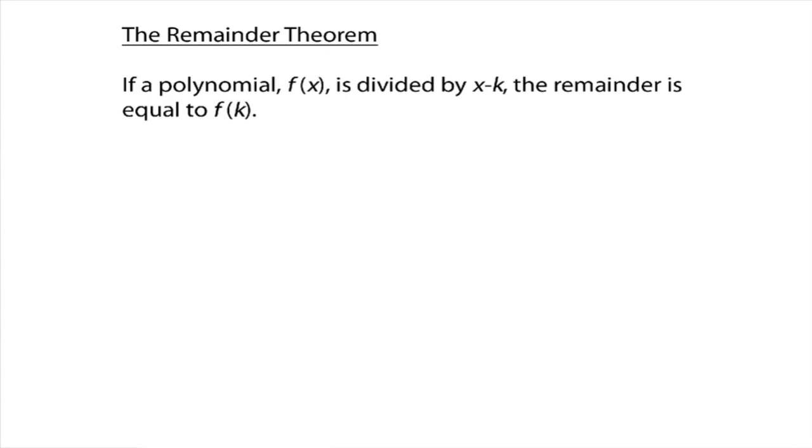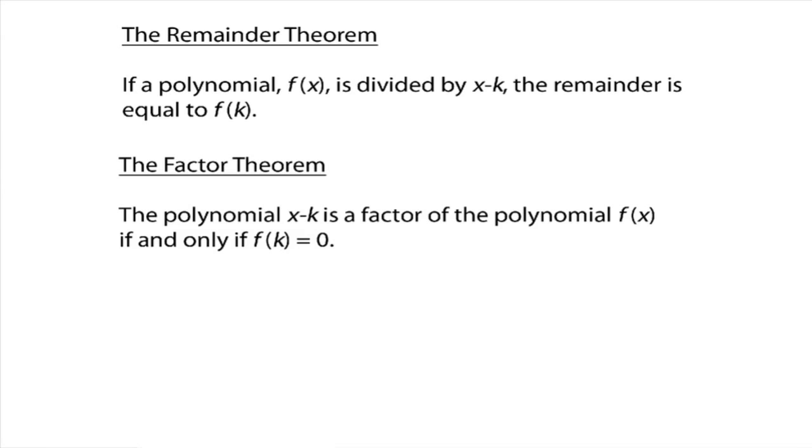We'll do the factor theorem as well. The factor theorem says the polynomial x minus k is a factor of your polynomial f of x if and only if f of k is equal to 0. Or if you were to divide x minus k into f of x and your remainder turned out to be 0, because that's what the remainder theorem was saying, then x minus k would be a factor.